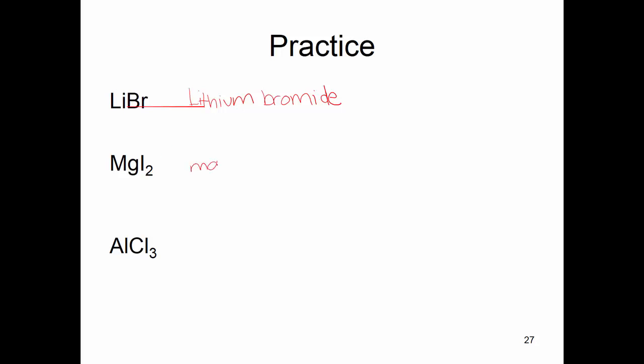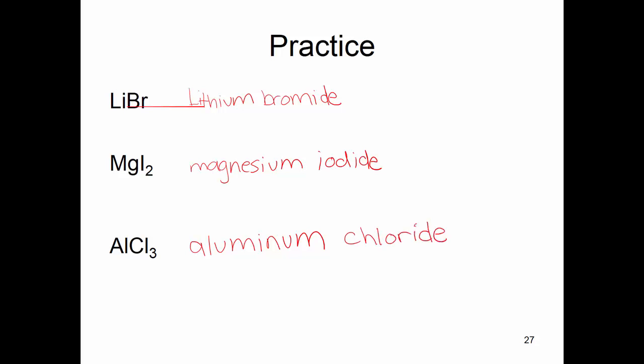So here is magnesium. Instead of iodine, it's iodide, I-O-D-I-D-E. Al is aluminum and chloride. So when we name ionic compounds and the metal is in group 1, 2, or 3, a main group metal, you just simply name the cation as it is on the periodic table, and you name the anion or the nonmetal, and you end in IDE.